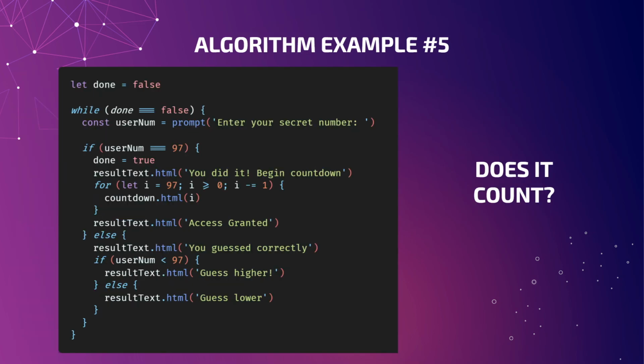Okay, here's one. Let done equals false. While done is equal to false, we prompt the user, enter your secret number. If the user number equals 97, we set done to be true. And we set result HTML, you did it, begin countdown. Okay, so if they guess right, I guess. And then it does a countdown starting from 97 all the way to the bottom, and sets the result text once that countdown's over. Sets the HTML to be access granted. Once again, we're just setting the text. You guessed correctly, and if user num is less than 97, guess higher, else guess lower.